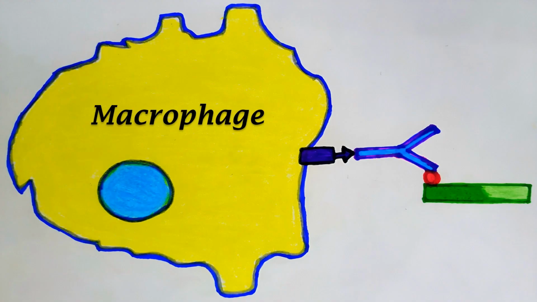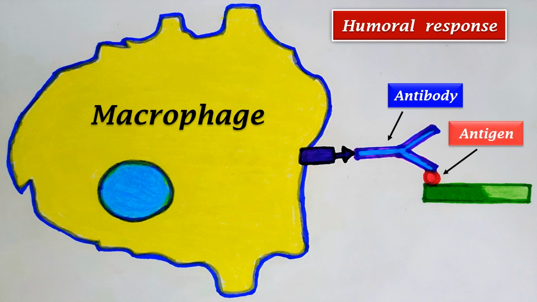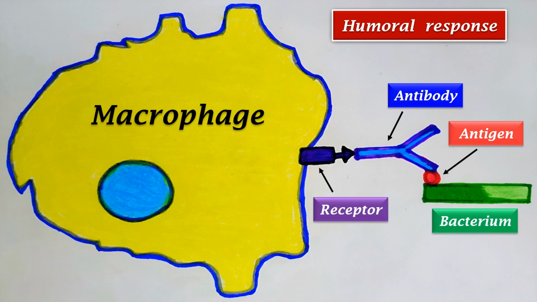This is a macrophage, which is a phagocytic cell. In humoral response, the antibodies are secreted by the plasma B cells. These antibodies bind to the specific molecules called antigens present on the surface of the bacterium, thereby neutralizing the pathogen. This neutralization prevents the entry of the pathogen and bacterial toxins into the cells. The antibody-caught pathogens bind to the receptors on macrophages, which then phagocytose the bacterium and destroy it.